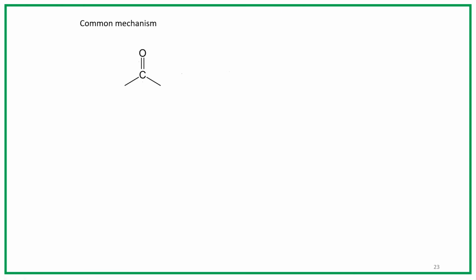Next type of reactions are nucleophilic addition reactions. This is the example. This is the common mechanism. This kind of nucleophile can attach to this carbon, and oxygen can take electrons from this pi bond, and oxygen becomes negatively charged, and the nucleophile attaches to this carbon. So this kind of reaction we call a nucleophilic addition reaction.